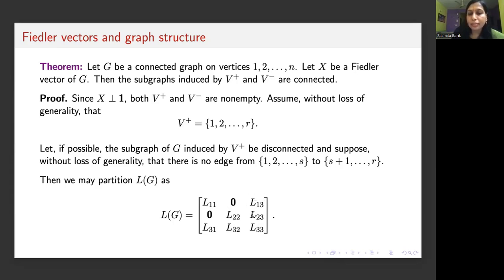And then you can also have L23 that has certain entries non-zero, otherwise it will make the graph disconnected. And then L33 is obviously there. So your matrix will look like this. So LG can be described in this way. Here you will put 0 because these two are the disconnected ones.